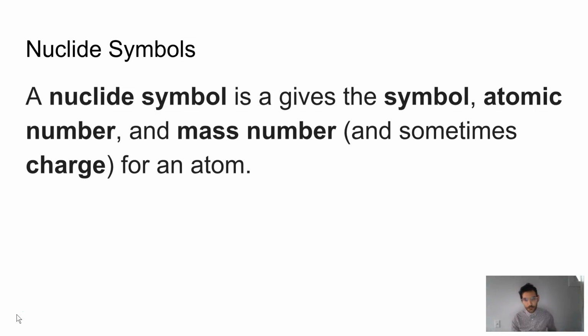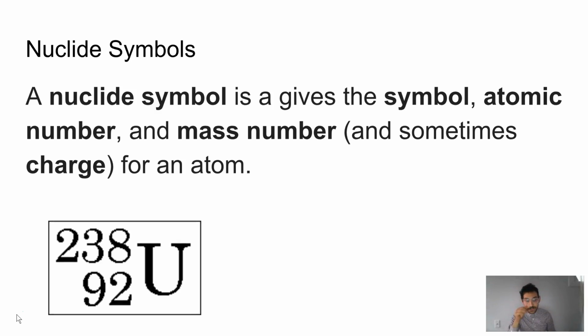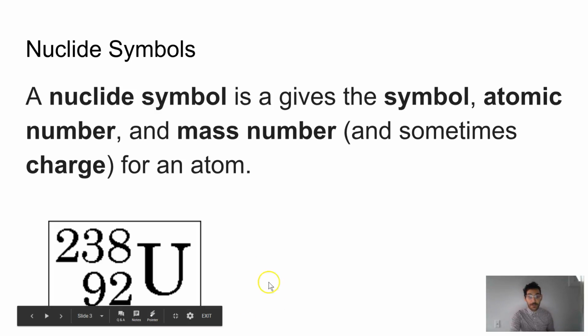Well, nuclide symbols, what are those? A nuclide symbol gives the symbol, the atomic number, the mass number, and then sometimes also the charge of an atom. And they look something like this. So this one here tells me this is the symbol, this is the atomic number, the mass number, and there's no charge present. We'll learn where to find those in the next few slides and how to interpret these.